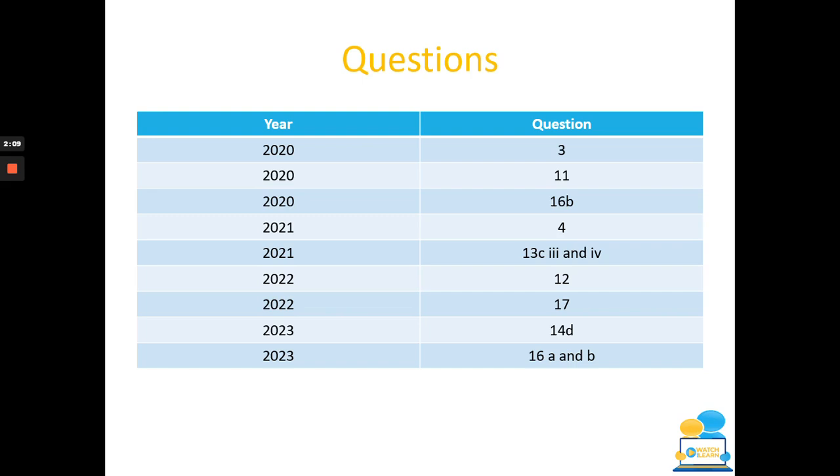So as you can see here, every year since 2020, right up to the most recent Leaving Cert physical education examination at higher level, there have been questions on all of these topic areas and learning outcomes. So as we can see, there's at least 2 questions per year, and in 2020 there were 3 questions in the examination.